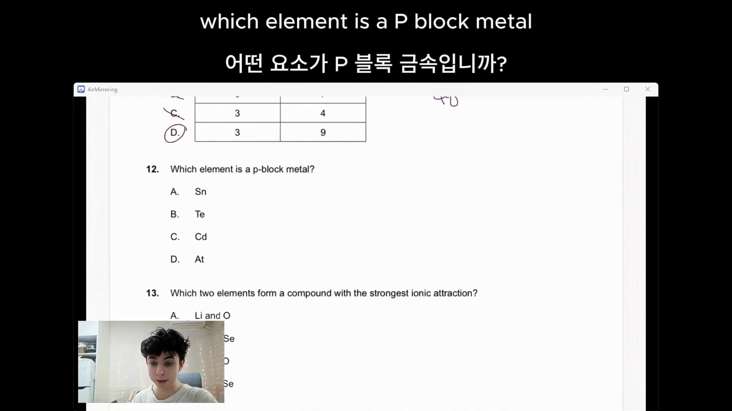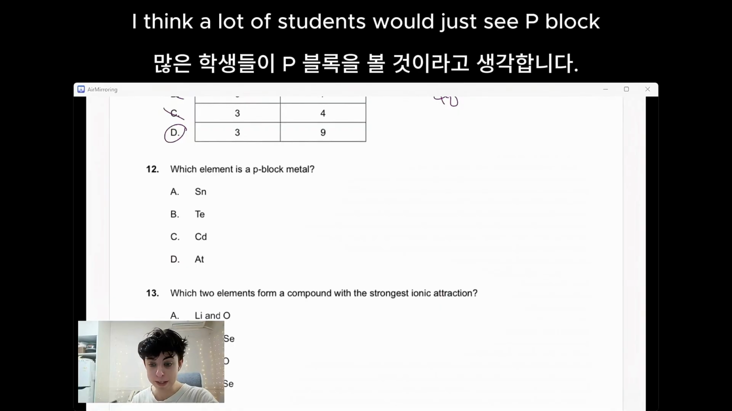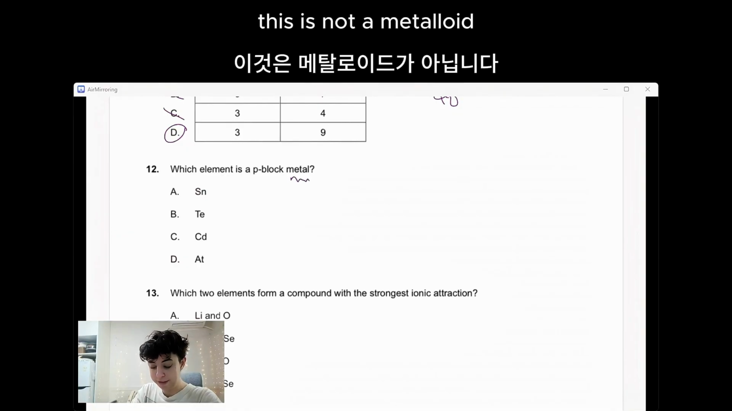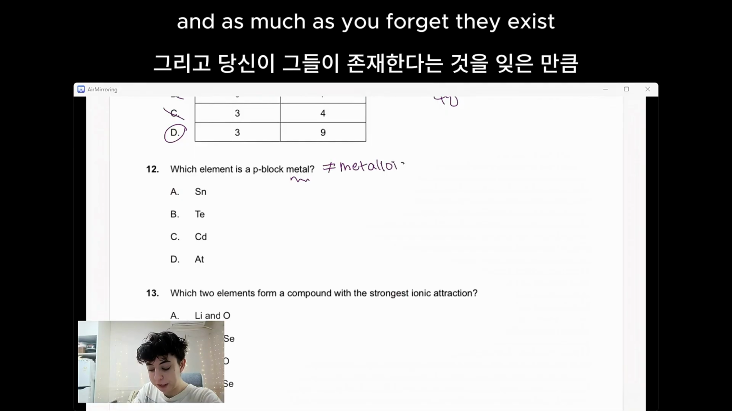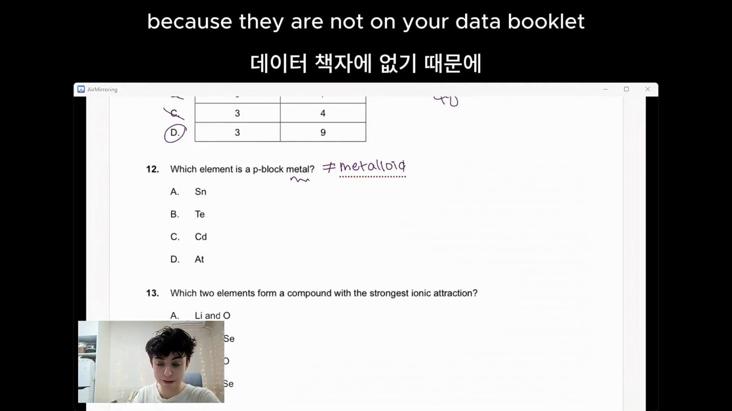So this question number 12 seems very simple. Which element is a p-block metal? And so the very important thing is that I think a lot of students would just see p-block and then answer based on that. However, the important thing here is metal. This is not metalloid. And as much as you forget they exist, you should have the staircase of metalloids memorized because they are not on your data booklet.